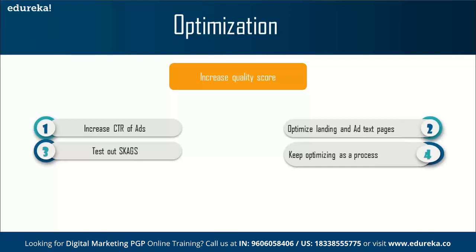Test out SKAGs. Very important concept. SKAGs is like single keyword ad groups. Recently, a lot of AdWords experts have been advising this. I have also tried myself. Believe me, it works wonders. You take a single keyword based on the search volumes, or probably the one which is most important for your target customers. Create a story around it. Out of that single keyword, you create a landing page, you create that ad group, and then keep optimizing.